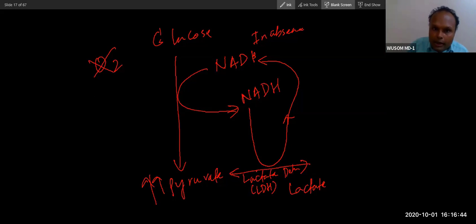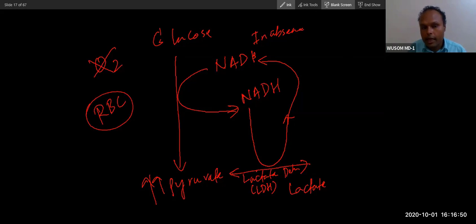This anaerobic type of reaction occurs in RBC always, because RBC does not have mitochondria. That is why in RBC, glucose converts into pyruvate and pyruvate converts into lactate. It is not further metabolized, because pyruvate is normally burned further in mitochondria, and RBC does not have mitochondria. So this is called anaerobic glycolysis.